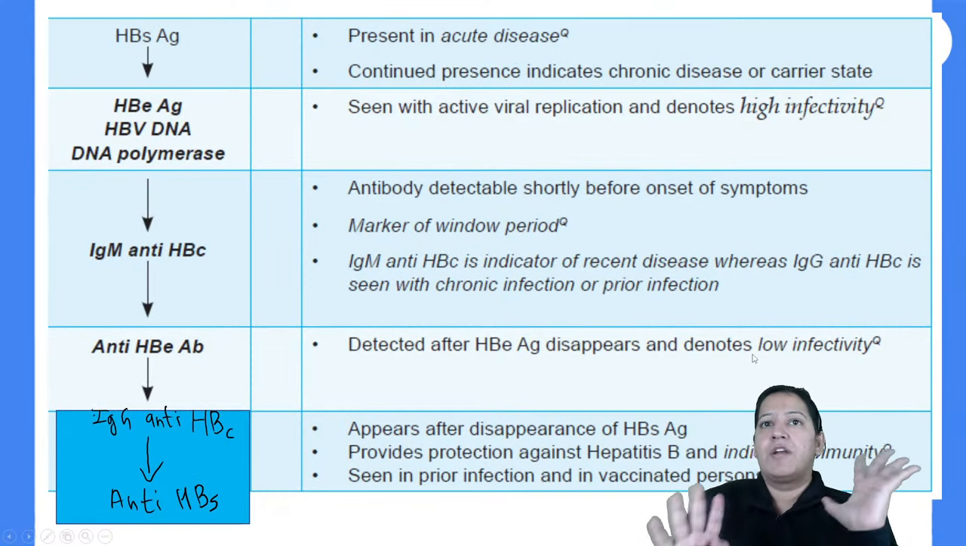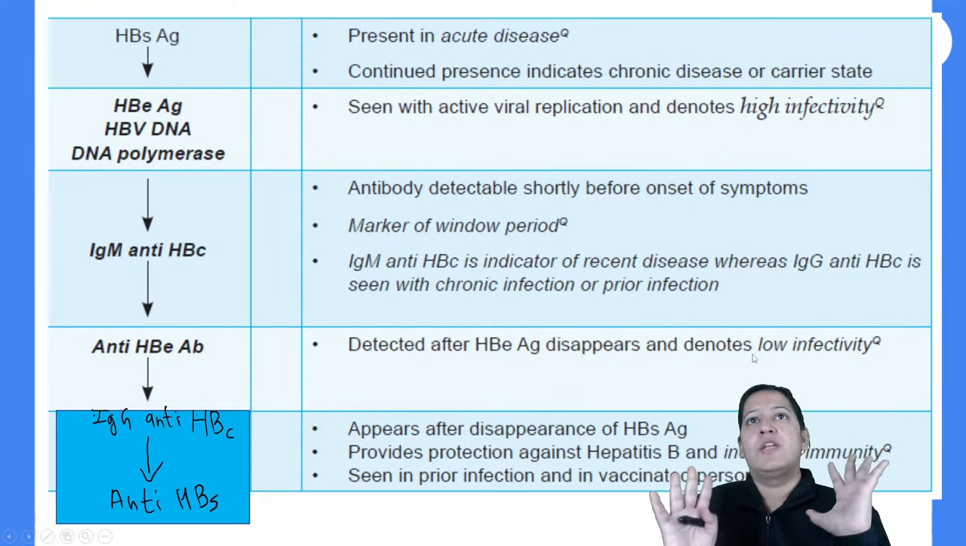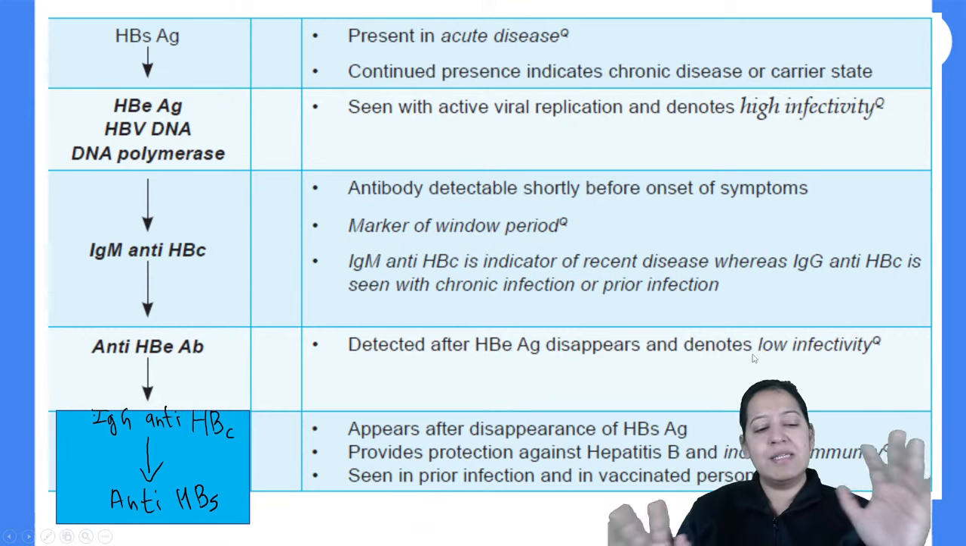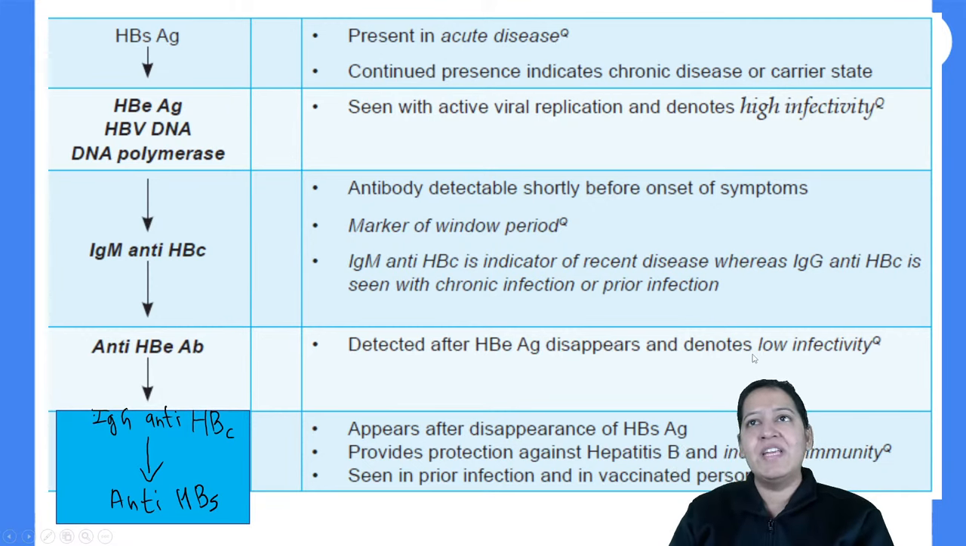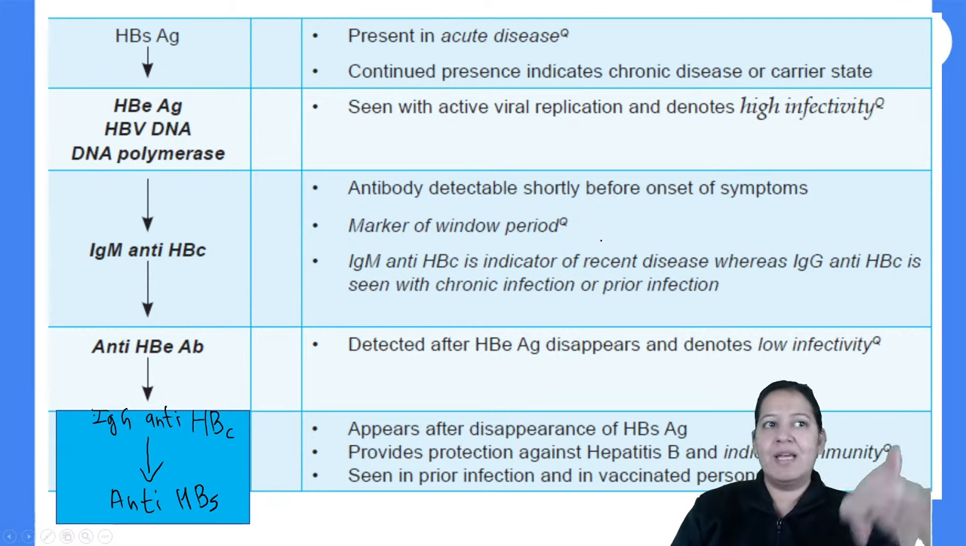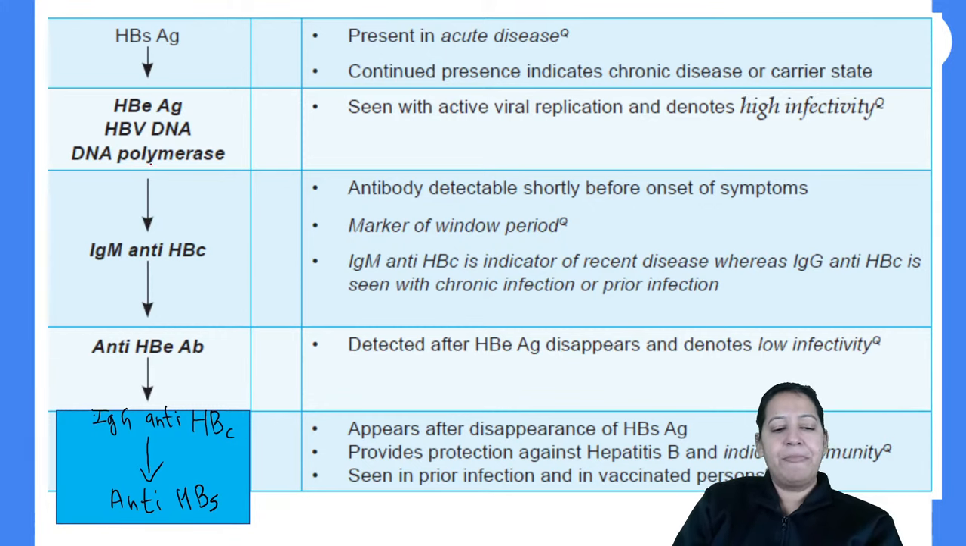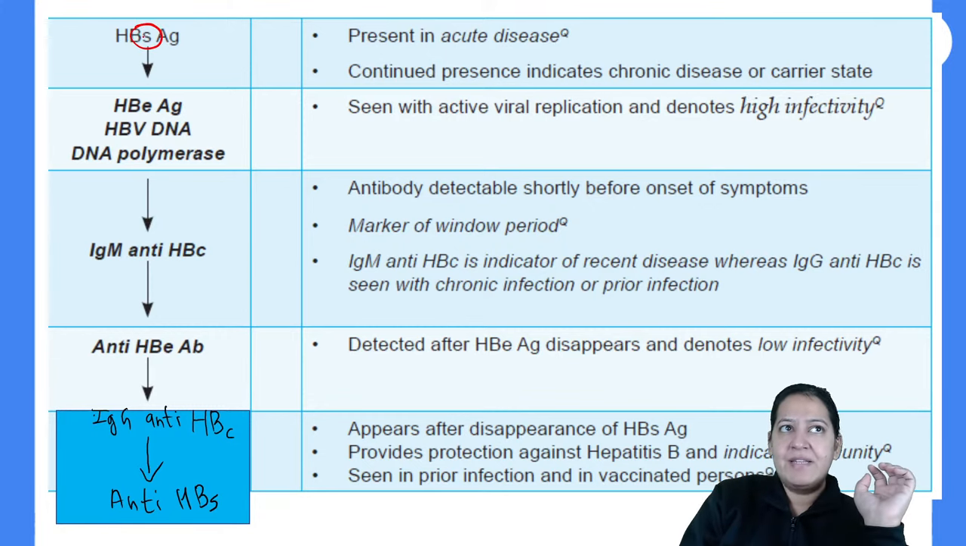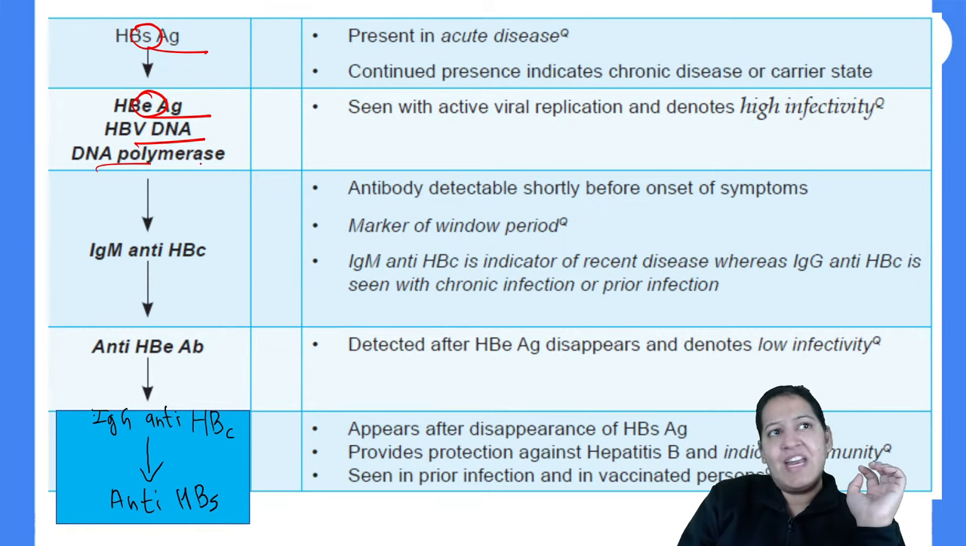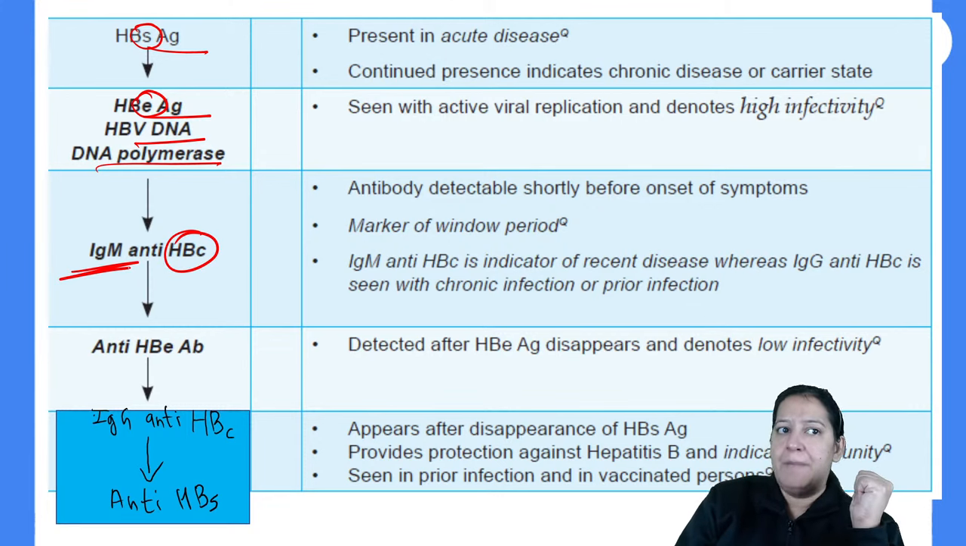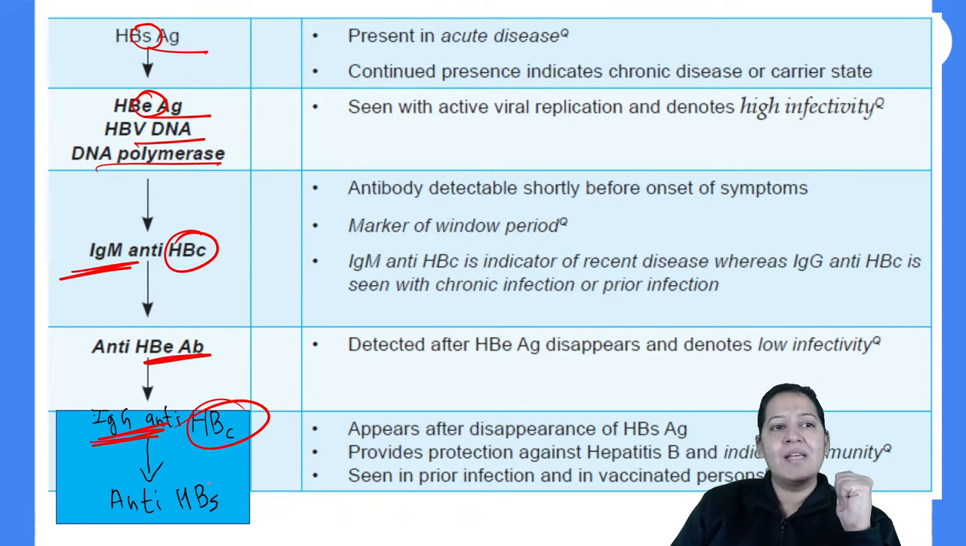So in the blood sample of a person, you have to see the complete profile. This is known as serological markers. The same thing is written in front of you. You can see the sequence. The first is hepatitis S antigen. Then hepatitis E antigen along with DNA and DNA polymerase. Then antibodies. Among antibodies, first comes C's IgM. Then E's. Then again C's IgG. And last comes S's.